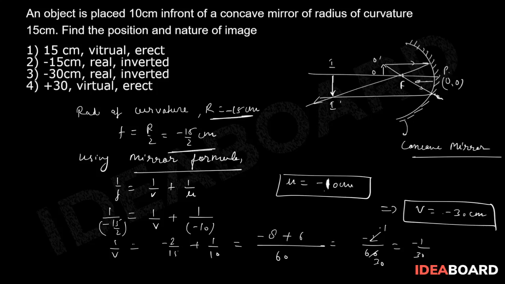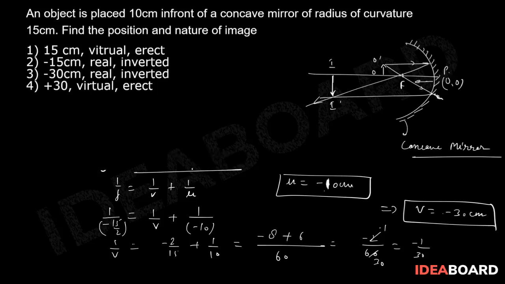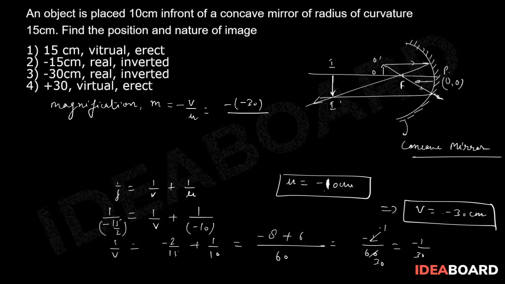How can we justify? Pretty simply, we can calculate the value of magnification. That is a very important parameter. So magnification is equal to minus v upon u. Now what is the value of v, which is minus 30, divided by u. u is equal to minus of 10. So this minus minus is cancelled out. This will be minus 3.